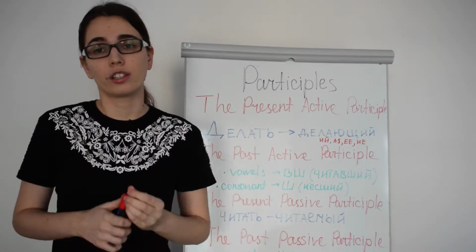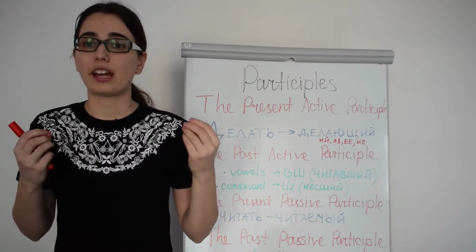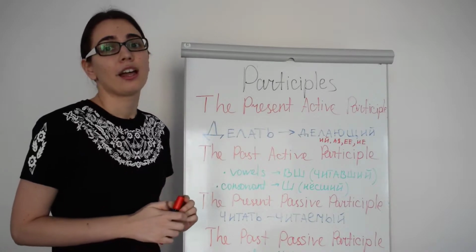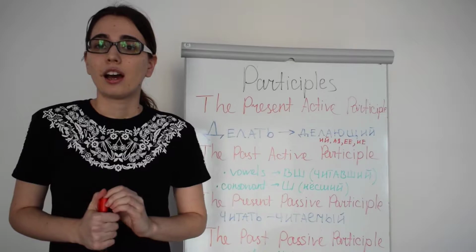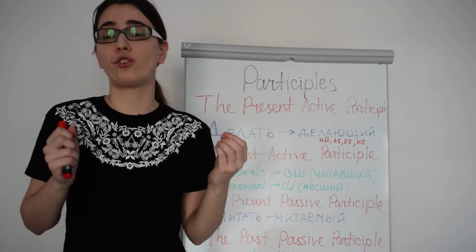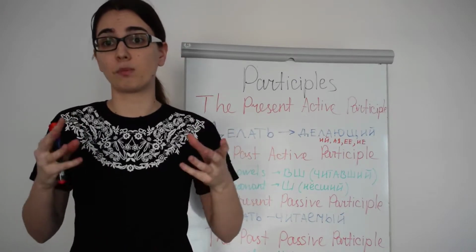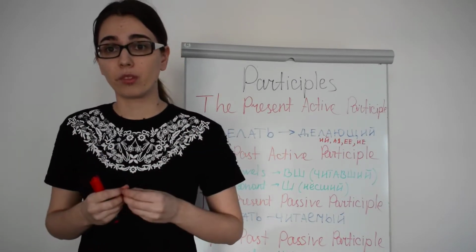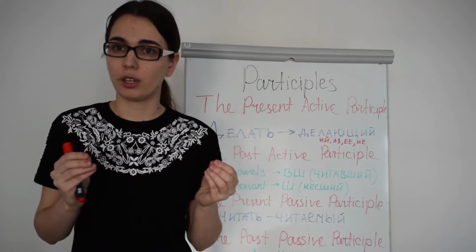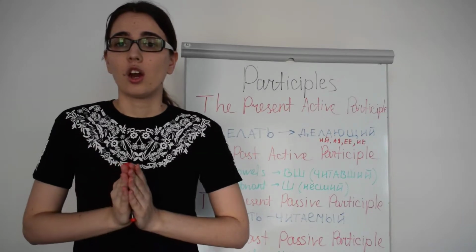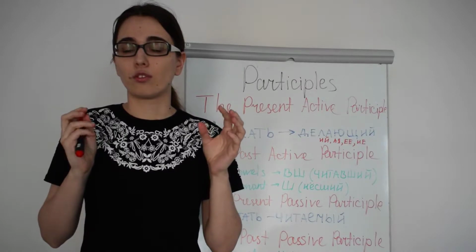There are four types of participles in Russian. Let's look at the first type, the present active participle. It derives only from imperfective verbs because it refers to an action which takes place now or repeats. The easiest way to form it is the following. We need to take the third person plural form of the verb.